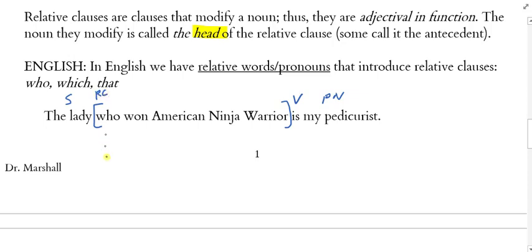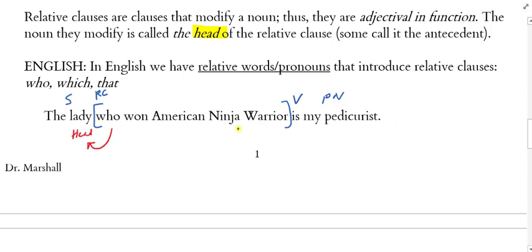Okay, so I'm going to put RC here for relative clause. Who is the relative clause modifying? The lady, exactly. So what would we label that using the terms that we have here? The lady is the head of the relative clause, right? This relative clause modifies the head. It tells you something about the lady who's my pedicurist. What about her? Well, she's an awesome warrior. Not some other lady is my pedicurist, but the one who won the American Ninja Warrior.